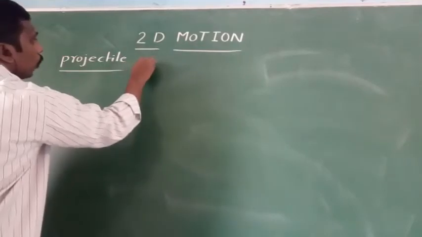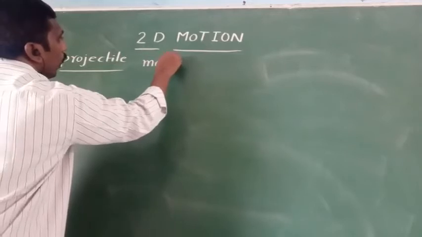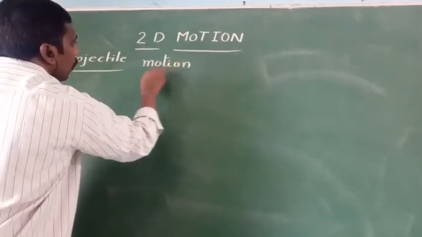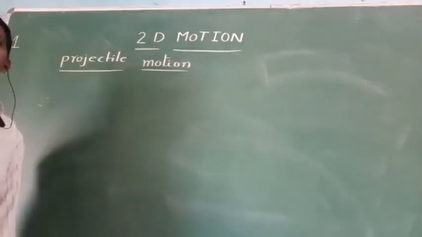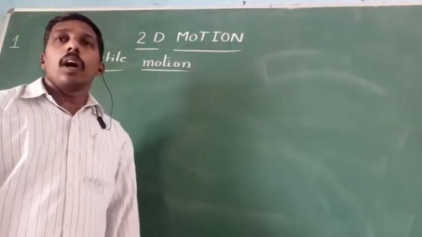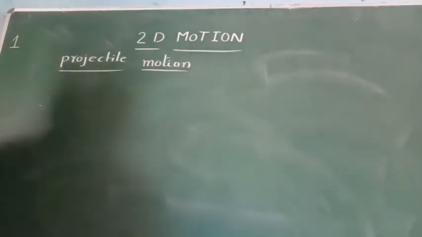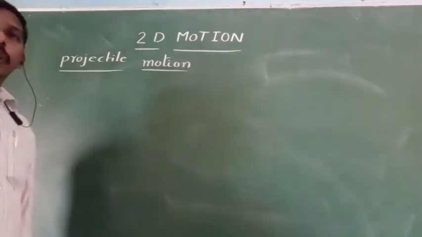Sir, projectile motion. What is meant by projectile? Any body thrown into air or space making an angle theta with horizontal, where theta is not equal to 0 degree or 90 degree, then the motion of the body is said to be projectile motion. Okay. Sir, there are different types of projectile motions.